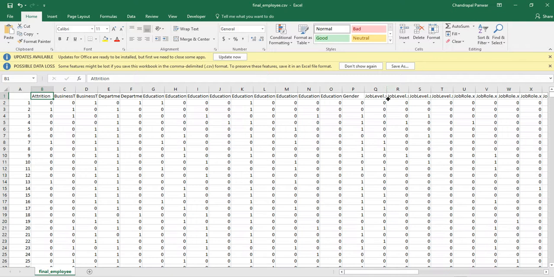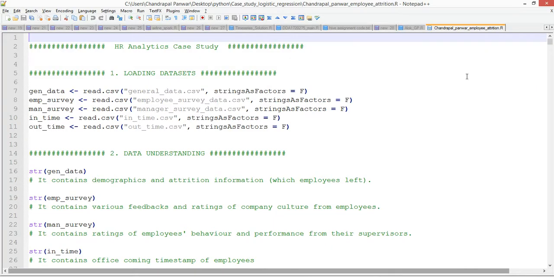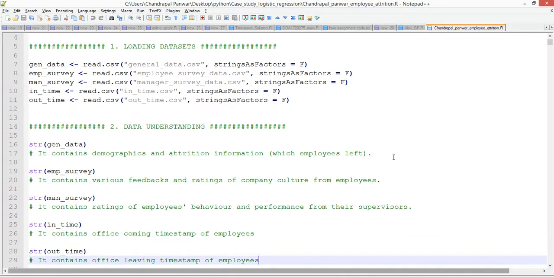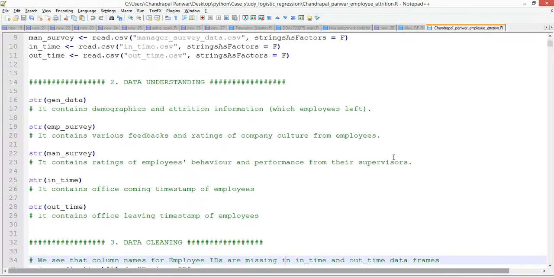This data set has a lot of other information. It has mostly information related to demographics. It tells about the attrition information. It tells about the rating of company culture. It tells about employee behavior and the performance ratings from their supervisors.